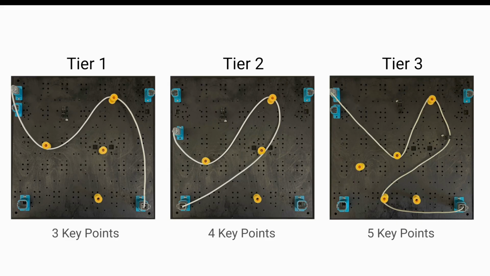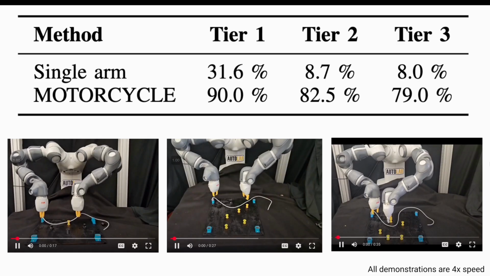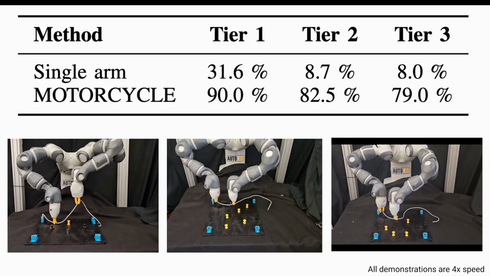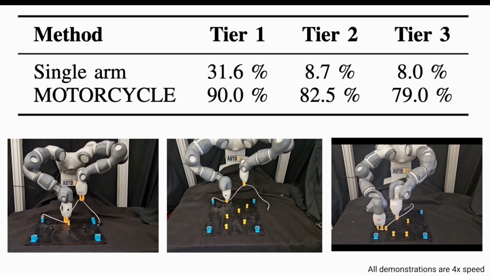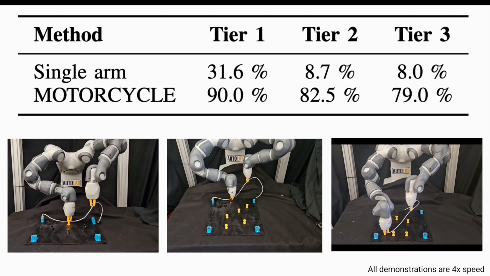To evaluate the effectiveness of our method, we define 3 tiers of routing in increasing complexity ranging from 3 to 5 key points. Evaluating across these tiers, we are excited to report that MOTIF significantly outperforms a single arm manipulation approach, achieving an average success rate of 84% across all 3 tiers.